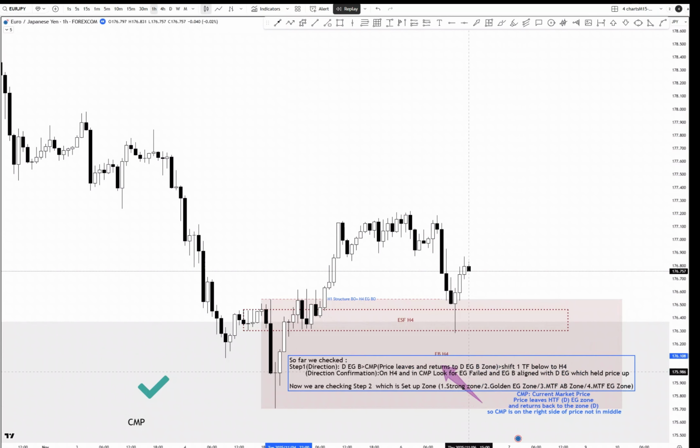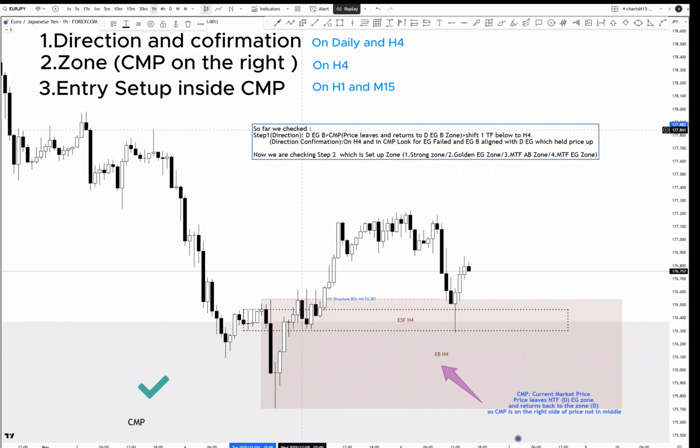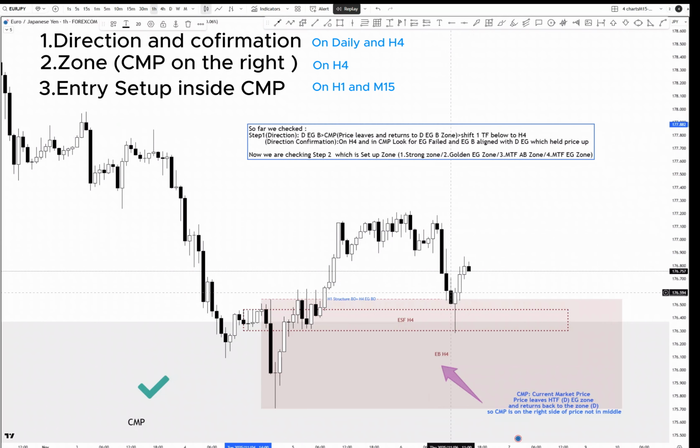Let me just wrap up what we have so far. So far, we have checked direction: engulfing buy happened on daily. Okay, this is daily. Later, CMP, which is price leaving and returning to the daily engulfing buy zone. And when it is just touching that area or it is coming back, we are shifting one time frame below to H4. So now, after shifting to H4, we are just going to confirm the direction.